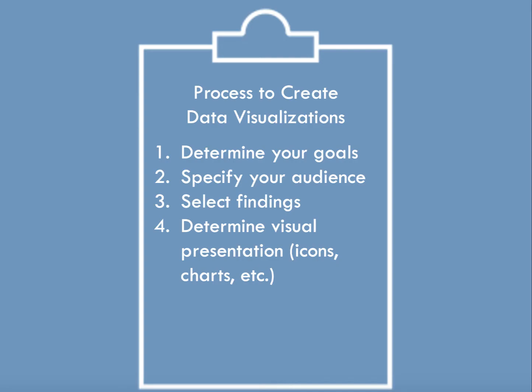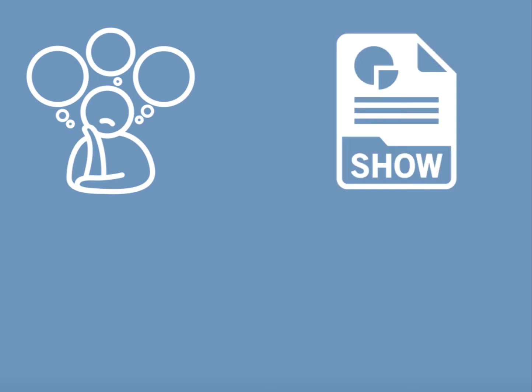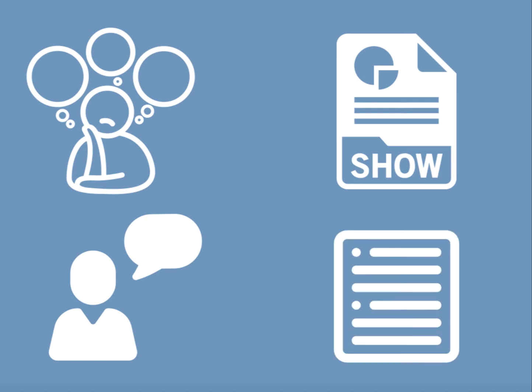After selecting the findings you will share, your next step in the data visualization creation process is to determine how you will present them. Options include text, icons, and charts, or a combination of these elements. When considering these options, think about where you can take the opportunity to show, that is, to visualize the information, rather than just telling. It's tempting to want to explain your numbers with a lot of text, but you should take advantage of the power of visuals to convey your message.